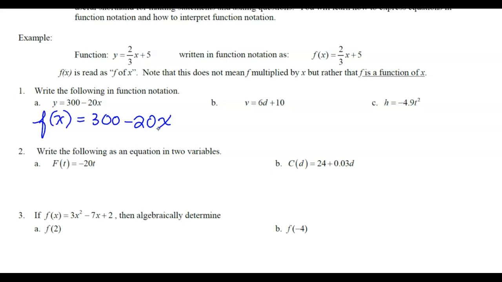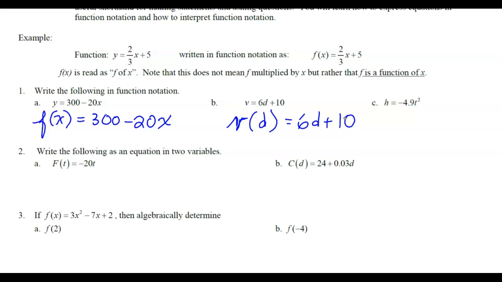On a graph, if I were asked to graph f of x equals 300 minus 20x, then I'm graphing y equals. I still call my y-axis y. Here, this is v. Because it's not y, you could use it. It's an application question, so that's probably velocity and distance. So I'm going to use v of d. I kind of do a written v. And the same with h.